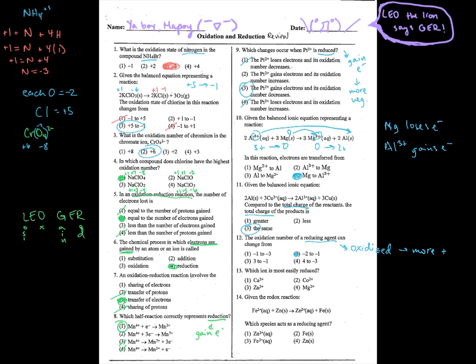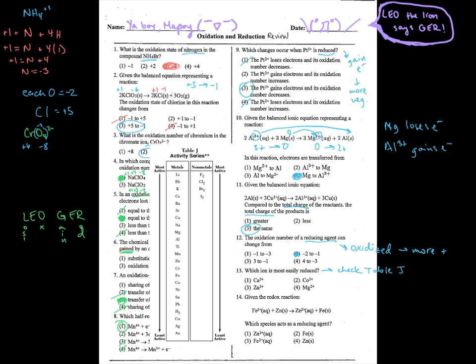Which ion is most easily reduced? So you need to check table J for number 13. So I'm going to pop it up in a bit. All right, so I popped up table J right here, and so when we're looking for something that's most easily reduced, you're the less active one over here on the metal side. So most active are the ones that get easily oxidized, and the ones that are least active are more easily reduced. So we're looking for the one that is towards the bottom, the most bottom one.